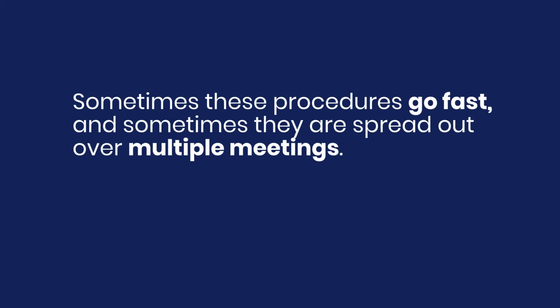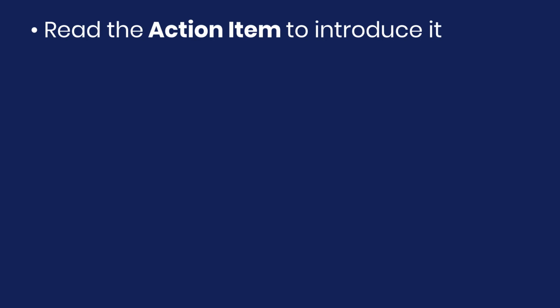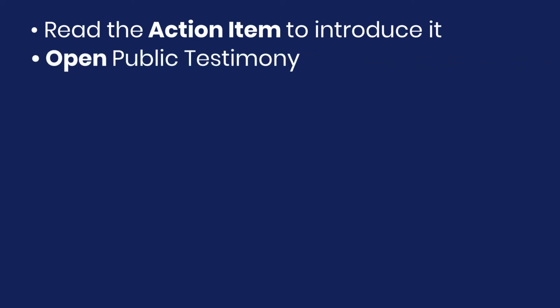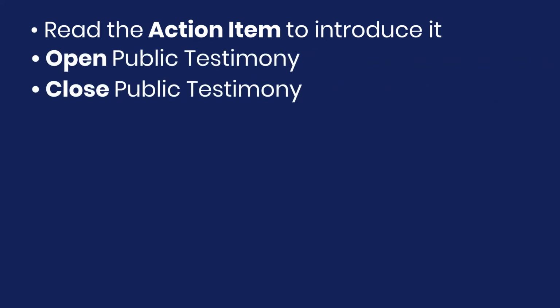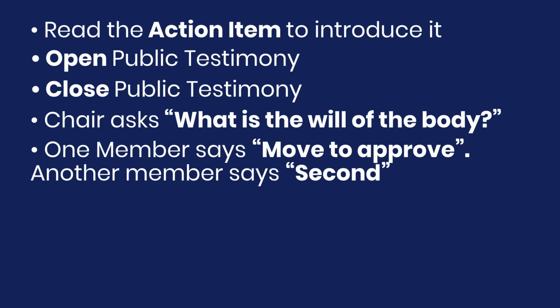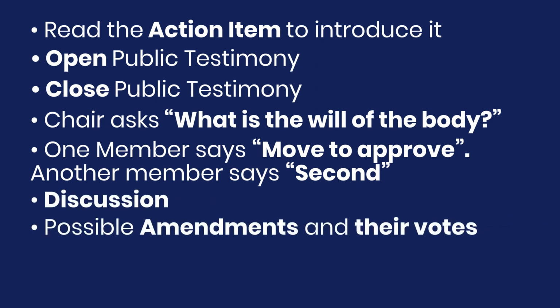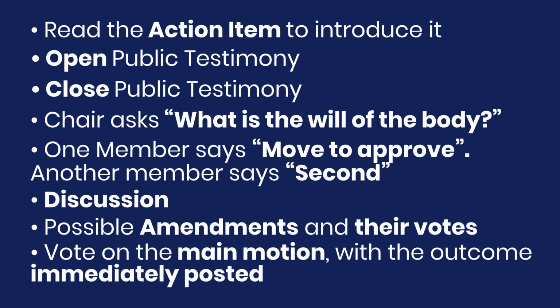As a review, here are the steps used by the Assembly. Read the action item to introduce it. Open public testimony. Close public testimony. Then the chair asks, "What is the will of the body?" One member says, "Move to approve." Another member says, "Second." There is discussion, possible amendments and their subsequent votes, and then the vote on the main motion, with the outcome immediately posted on the screen in the Assembly chambers.